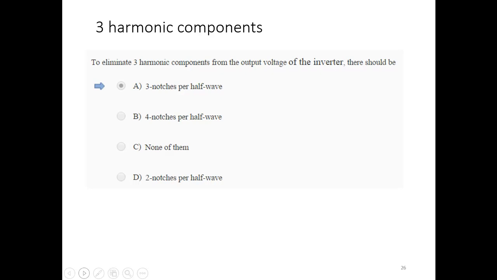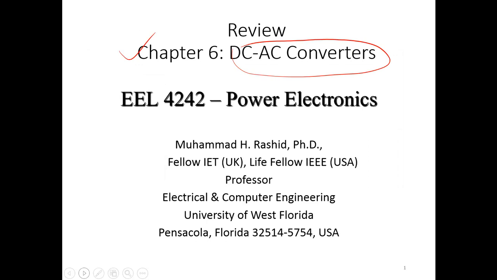Please look at this book. There are notches, three notches per half cycle. If you get three notches, the third harmonic will be eliminated. I think that's the end of the chapter review.